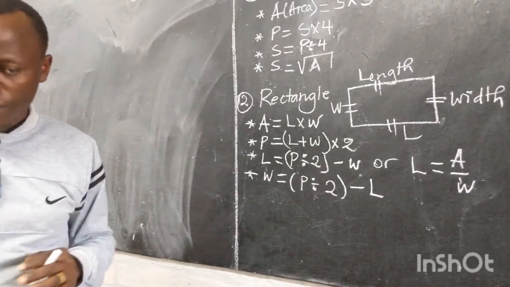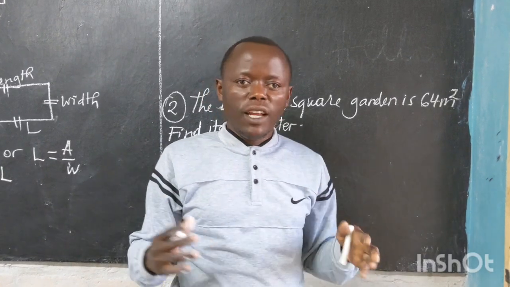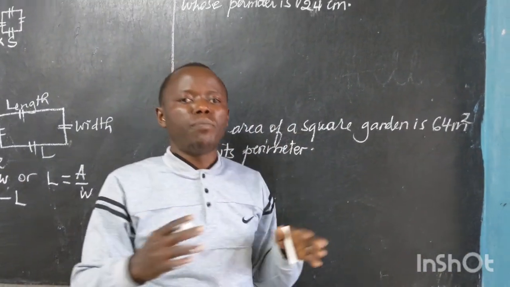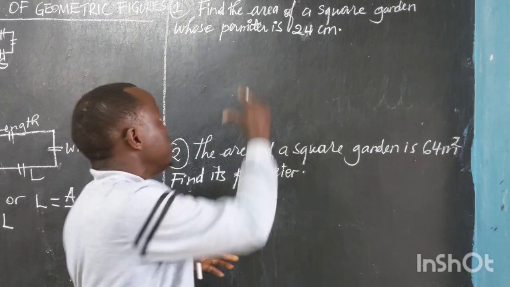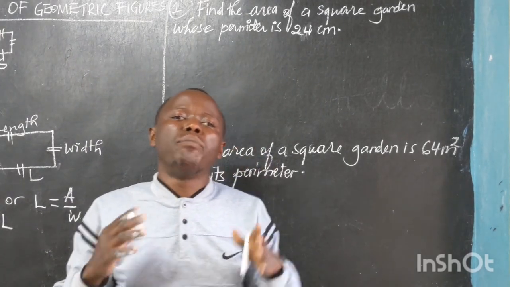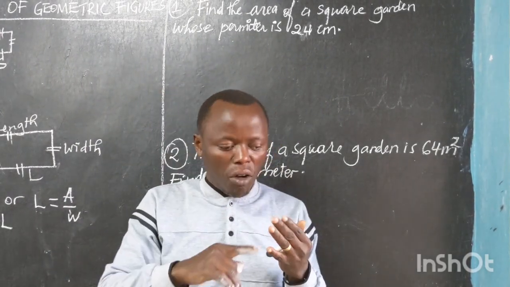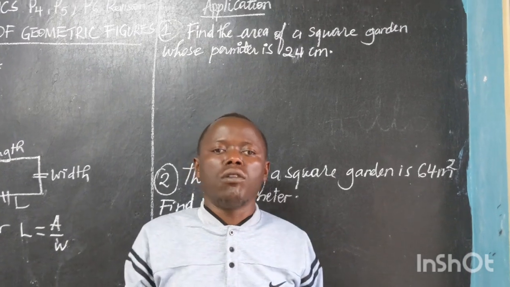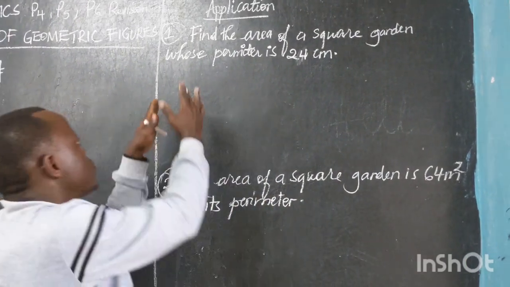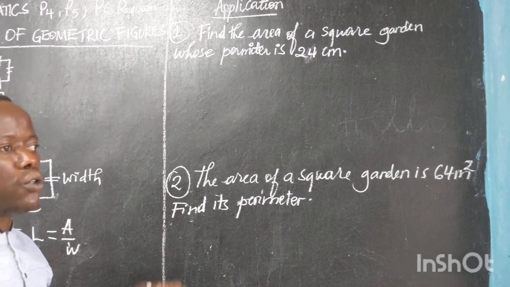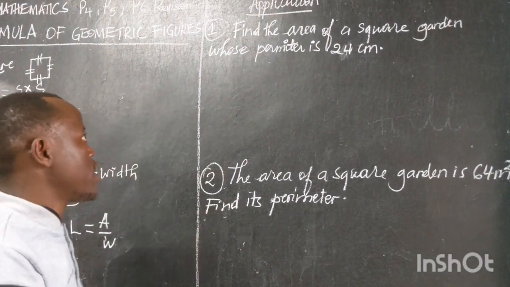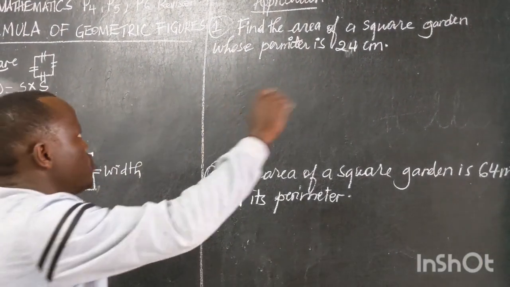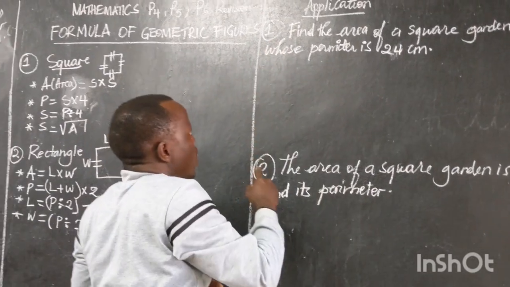Okay, let's look at how we can apply those formulas by using different examples. We are going to see the application of formulas of a rectangle and even formulas of square. And we are going to see those examples that are going to help us to understand properly by using those formulas. The question number 1.